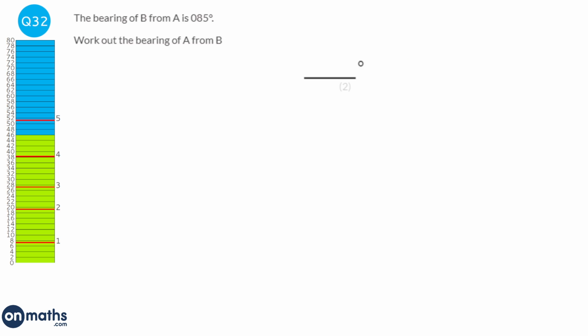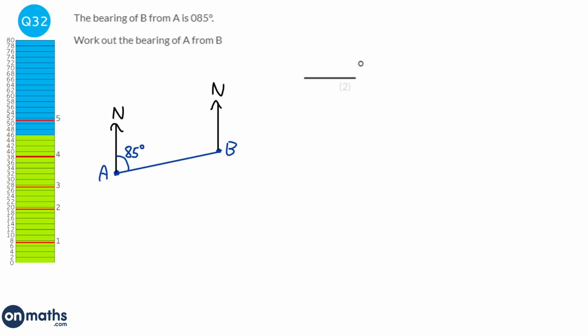So I'm going to start off just with a quick sketch, and we know that the bearing of B from A is 85 degrees. So we're going to have A here and B here. Let's just draw a line between them, and let's do both our north lines. And so we know that this angle here is 85 because it's the angle on the bearing of B from A, so it's 85 degrees.